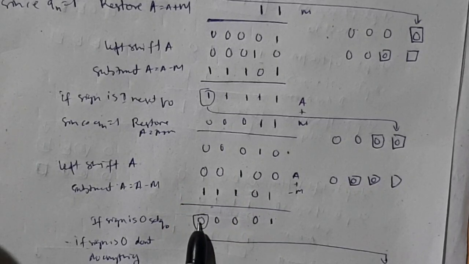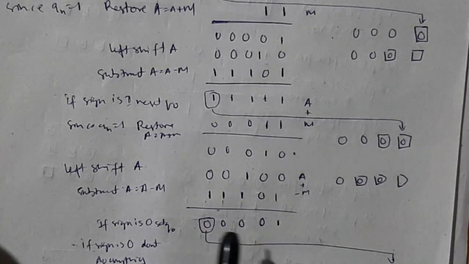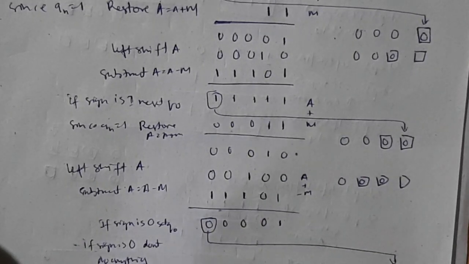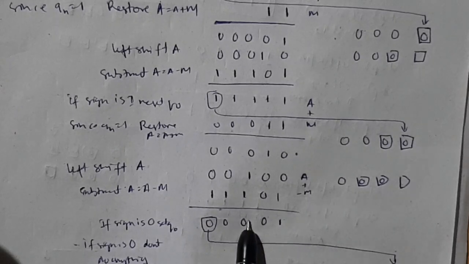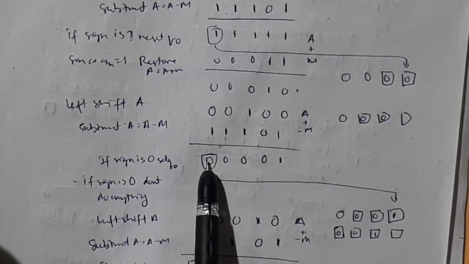If it is 0 here, what you need to do is make this 1, and you need not restore that m. You do not have to do A is equal to A plus M, you just have to copy this in the next step. Okay, after copying this in the next step, you have to left shift A. See, if the sign is 0 here, you need not restore.